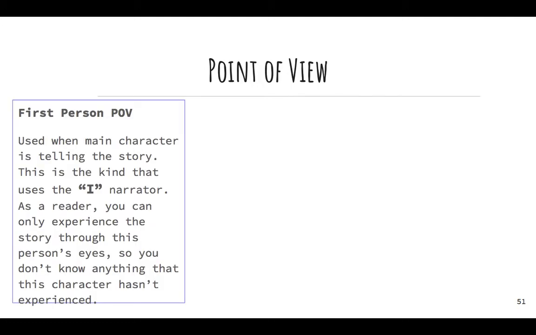There's several different types of point of view, and the first one we want to talk about is first person point of view. This is when typically the main character is telling the story. There are stories out there where it's not the main character though. This is the kind where the narrator is going to be saying I and referencing themselves. As a reader, you only get to experience the story through that person's eyes. You don't get to know what other people are thinking. You don't get to know what other people are experiencing.